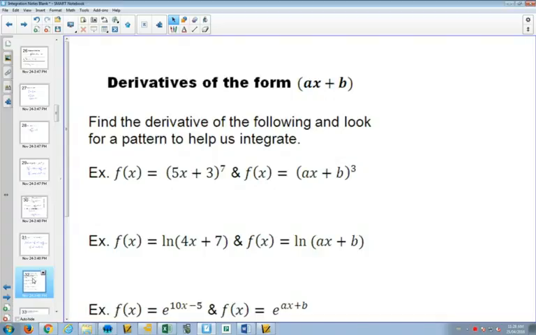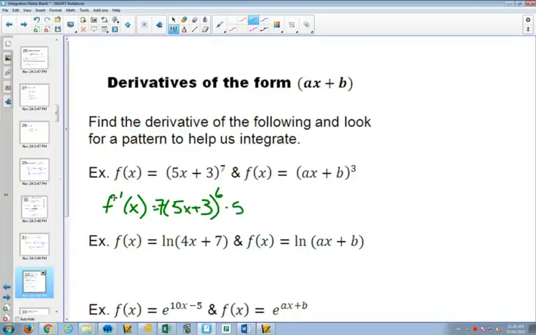What happens when you do the chain rule here? Everything stays the same. Bring the 7 in front, 5x plus 3 to the 6, and then you'd have to just multiply by 5. That extra adding 3 didn't make a difference. Same thing with natural log of 4x plus 7. If you took the derivative, you would do 1 over 4x plus 7, and then the chain rule would say you need to multiply by 4.